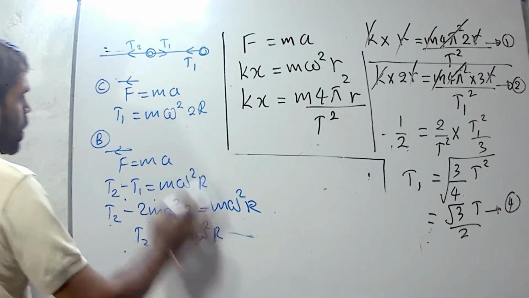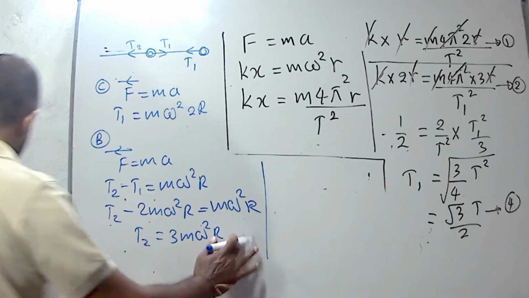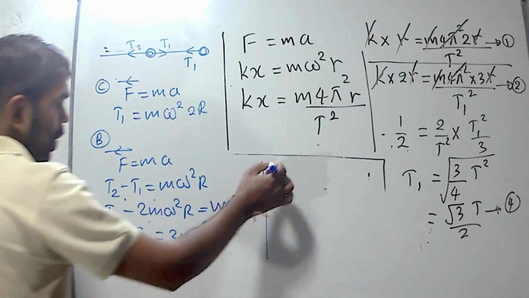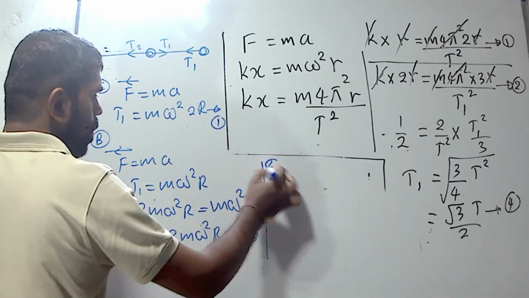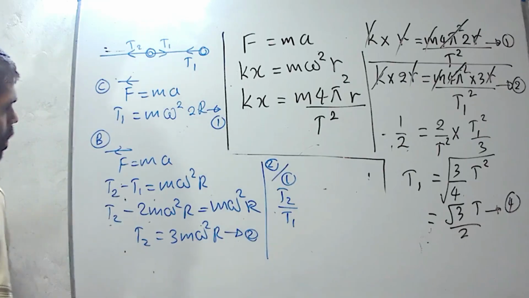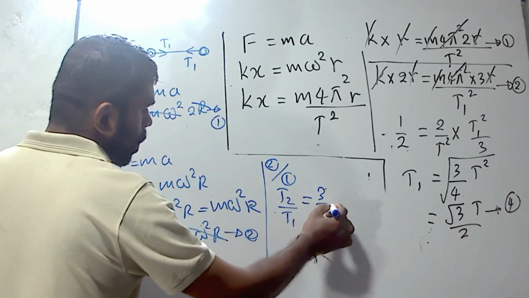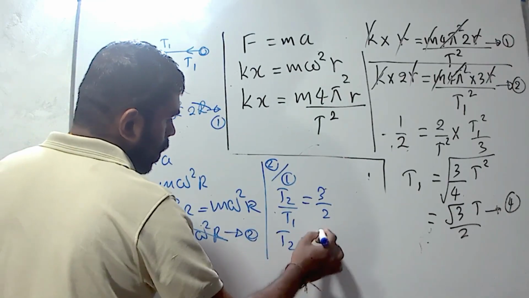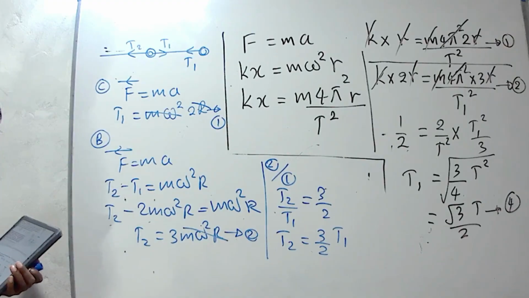We can divide this equation and this equation. Then T1, we have to make the subject of T2. Then the second equation divided by the first one: T2 divided by T1 equals, we can cancel out M omega squared r, 3 over 2. Then T2 is 3 over 2 T1. Then the answer should be 4.